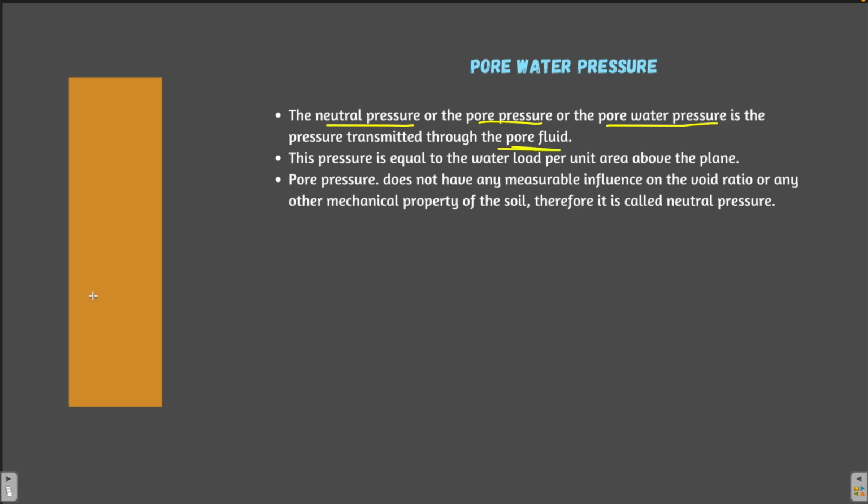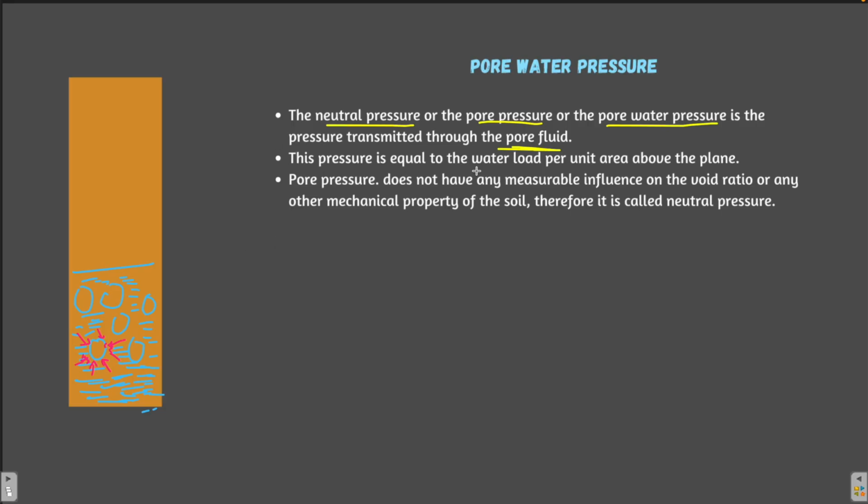Whenever there is a pore in the soil, let's draw some soil grains here. These are the soil grains, and whatever is the pressure exerted by the water in the soil grains is known as the pore water pressure. Why is it called the neutral pressure? This pore water pressure is called the neutral pressure because it has no role in decreasing the void ratio of the soil. It applies to the soil grains from all directions and hence it neutralizes its effect. So there is no net force available due to this force, right?